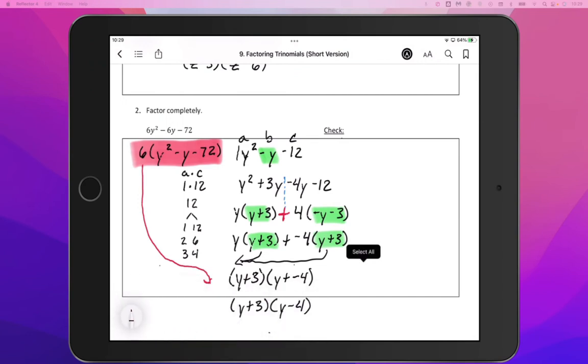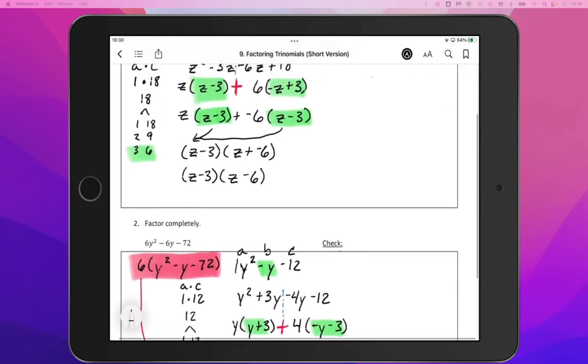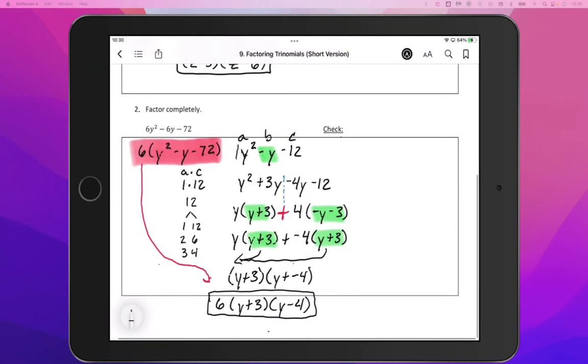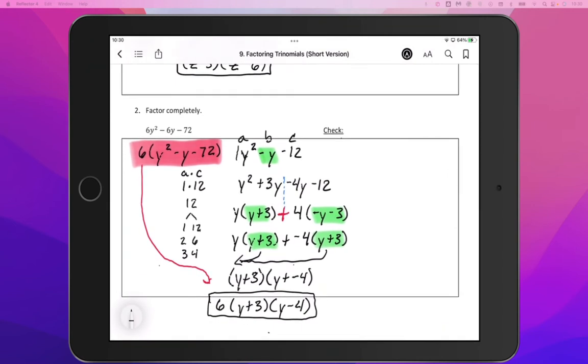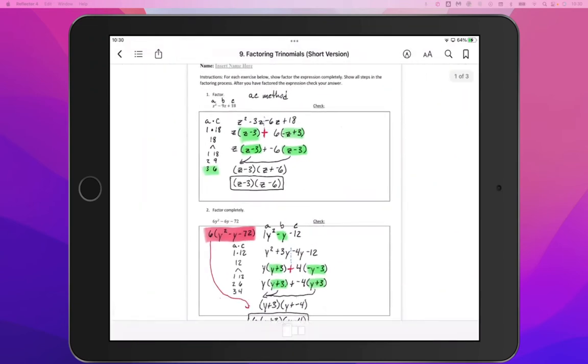Leaving it out for a while just helped us make sense of kind of what else we had to do. So we factored that 6 out in the beginning. This completely factored would be 6 times y plus 3 times y minus 4. Kind of weird on this one, but hopefully this is making some sense. This is the only one where we are going to have a number like 6 on the outside like that. I'm not sure if you'll run into that on Alex, but we did here today. So on to number 3.